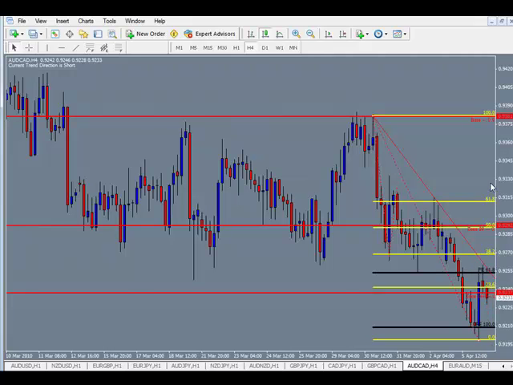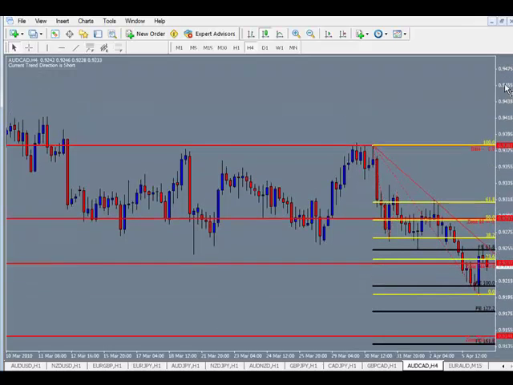Now, where are we expecting this market to go? Since we have taken out our 61.8 fib expansion and our 100% fib expansion, what we have left is our 127.2 and our 161.8, as you can see below.